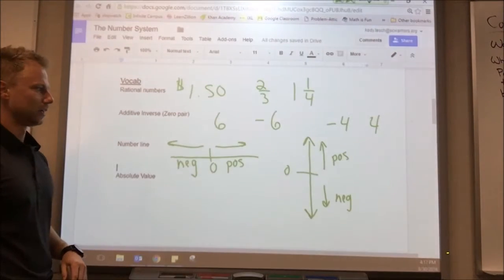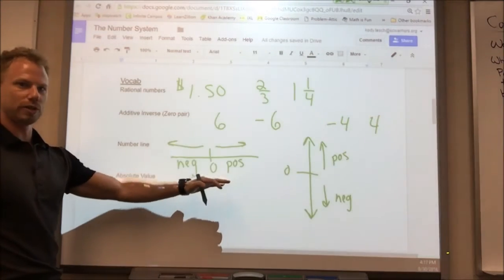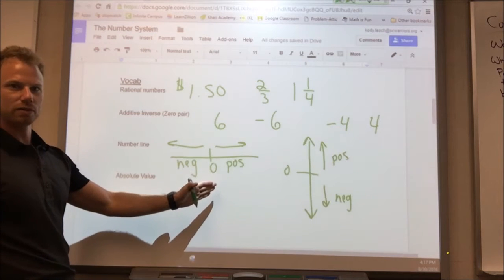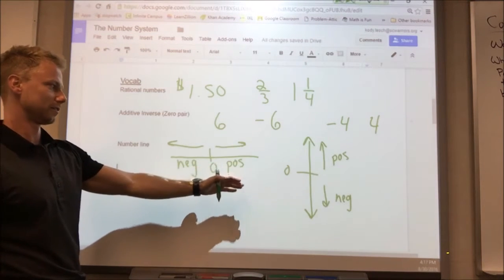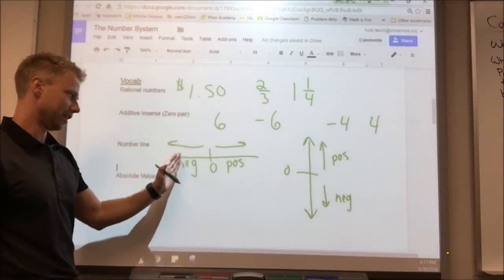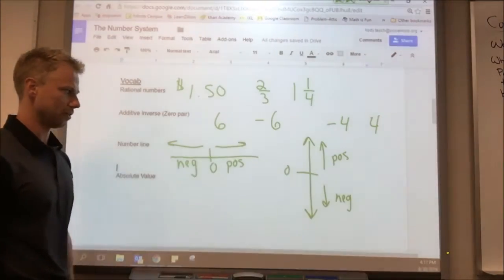Okay? And for the problems that we're doing, we will start at 0, and then if it's positive, we'll go to the right or up. If it's negative, we'll go to the left or down.